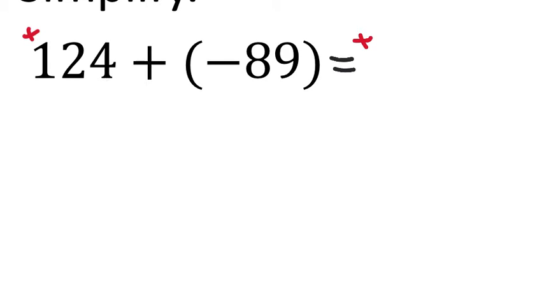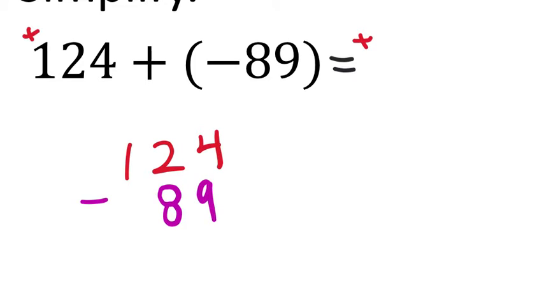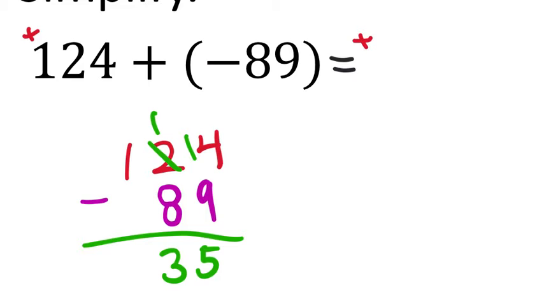Now, since the signs are opposite, we're going to take the big number, 124, and we're going to subtract the smaller number, the 89 right there. And what do we get? 4 minus 9, I have to borrow from the 2. 14 minus 9 is 5. 1 minus 8, we'll have to make that 11 minus 8, which is 3. So we already know that the sign was positive, so it just ends up being positive 35. That would be our answer.